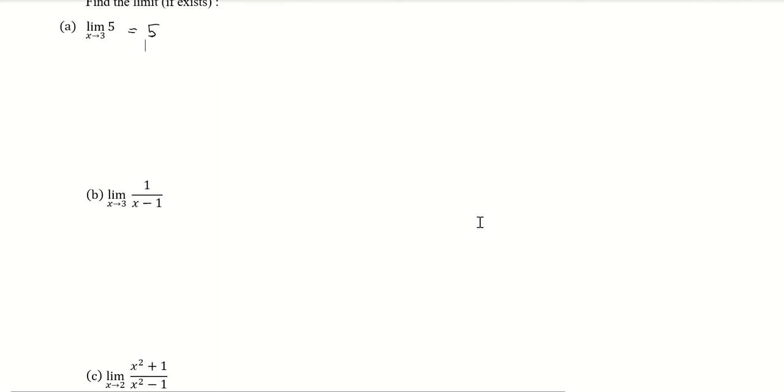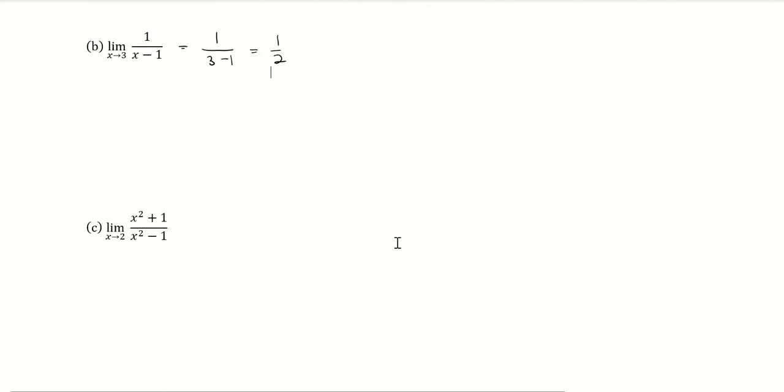Part b: the limit as x approaches 3 of 1 over x minus 1. Remember, a limit is just substitution, so we substitute x equals 3, giving 1 over 3 minus 1, which is 1 over 2. So the limit is 1 over 2.